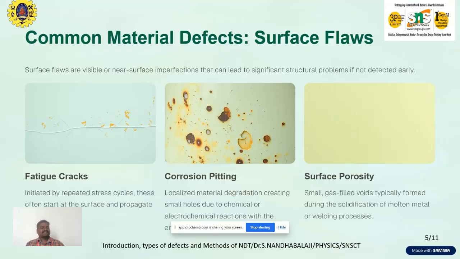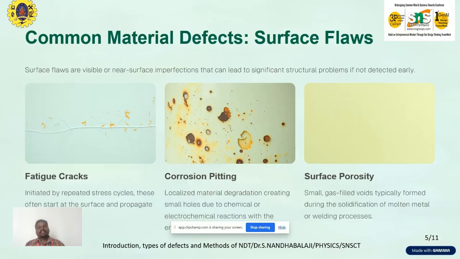Fatigue cracks, initiated by repeated stress cycles, often start at the surface and propagate over time. Corrosion pitting: localized material degradation creating small holes due to chemical or electrochemical reactions with the environment. Surface porosity: small gas-filled voids typically formed during the solidification of molten material or welding processes.